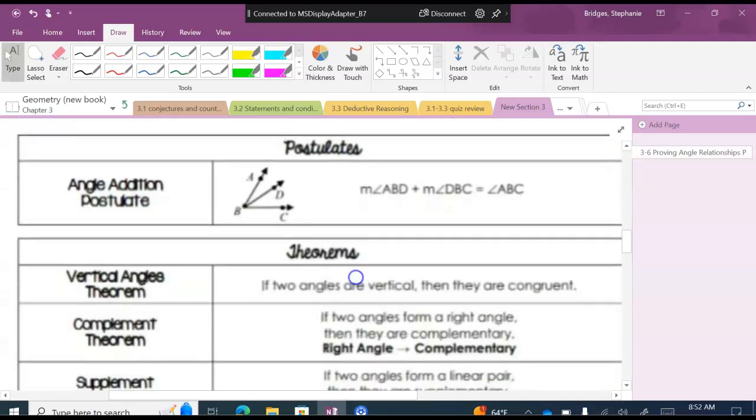Okay. Then we have some postulates and theorems. We've already talked about the angle addition postulate, just like the segment addition postulate. The angle addition postulate says I can take one small angle, and I can add a second one, and they give me a bigger angle. Then you have the vertical angle theorem. If you know that two angles are vertical, then you should be able to say that they are congruent because of the vertical angle theorem.